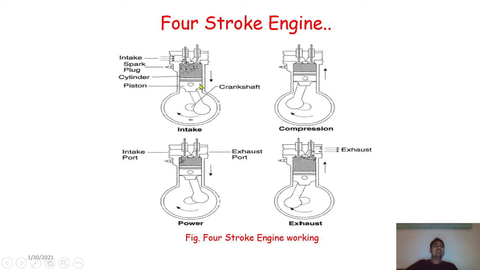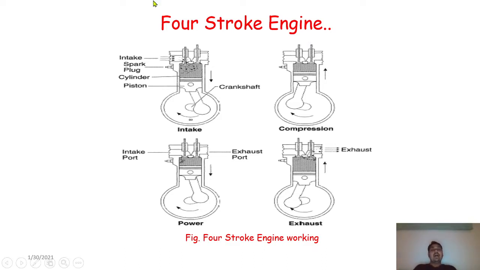So we just discussed the working of the 4-stroke SI engine, that is the petrol engine. Now dear friends, we are going to discuss the diesel engine, that is the working of the 4-stroke compression ignition engine, the CI engine. A diesel engine is always called a compression ignition engine.